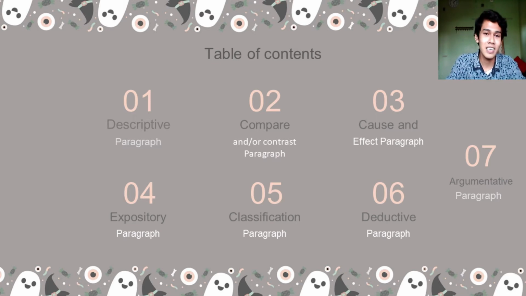As you can see, this is the table of contents of this video. We will talk about 7 materials in this video. The first is descriptive paragraph, second is compare and contrast paragraph, 3 is cause and effect paragraph, 4 is expository paragraph, 5 is classification paragraph, 6 is deductive paragraph, and the last one is argumentative paragraph.